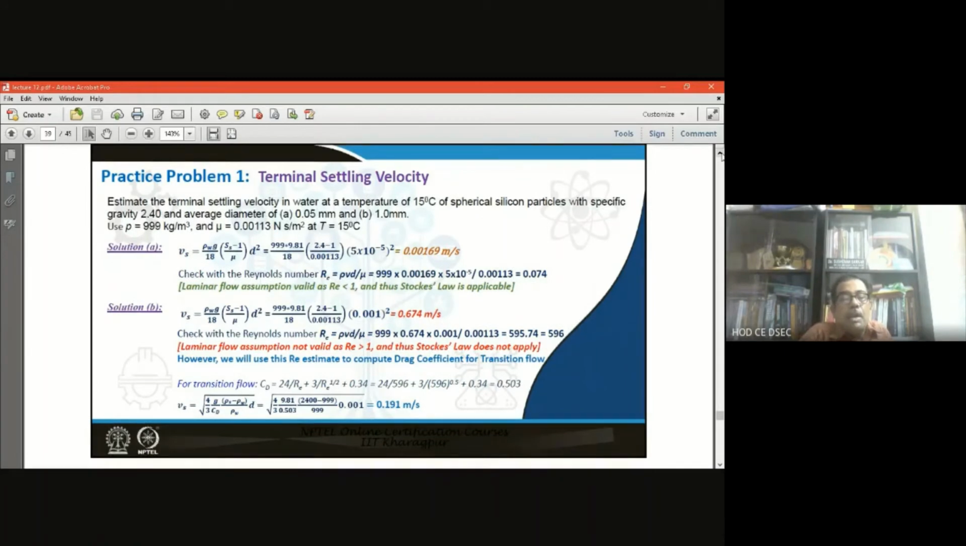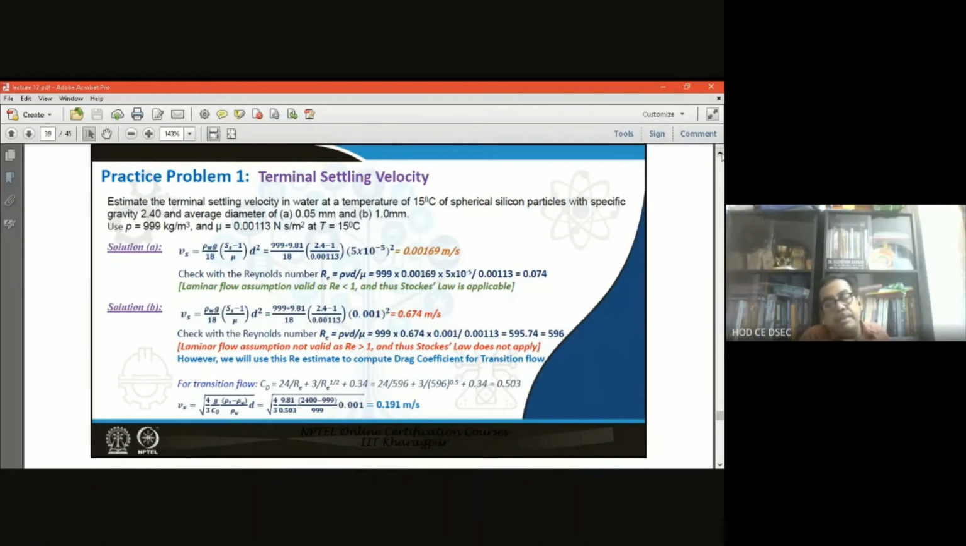Then what to do? How to calculate the Vs? That I am going to tell. This Reynolds number, which is being calculated as 596, is valid to calculate the drag coefficient for the transition flow. And what is the value of the transition flow drag coefficient? That is 24 by Re plus 3 by square root of Re plus 0.34, and that Re which has been calculated with the velocity of the Stokes law, that is 0.674, will be valid for finding out the drag coefficient in the transition flow.